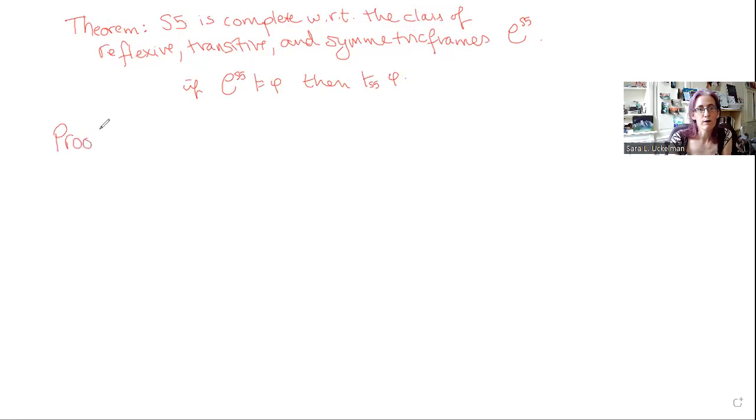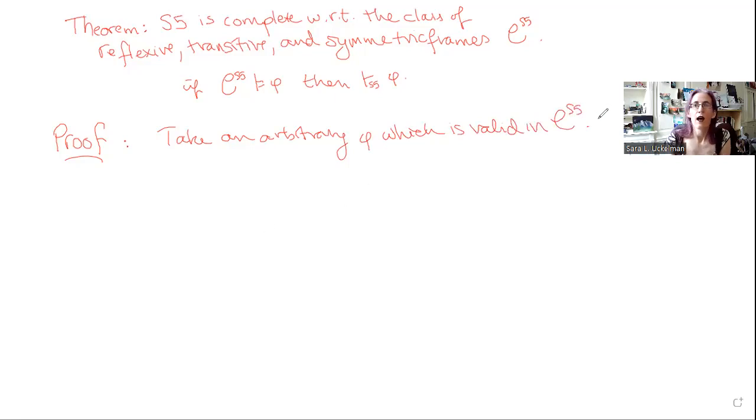So how do we demonstrate this? Take an arbitrary formula which is valid in the class of reflexive, transitive, and symmetric frames. We don't care about the things that aren't valid. We already know that we can't prove them because the system is sound and we can't prove things that are invalid. So we're going to take an arbitrary formula, which is valid in this.